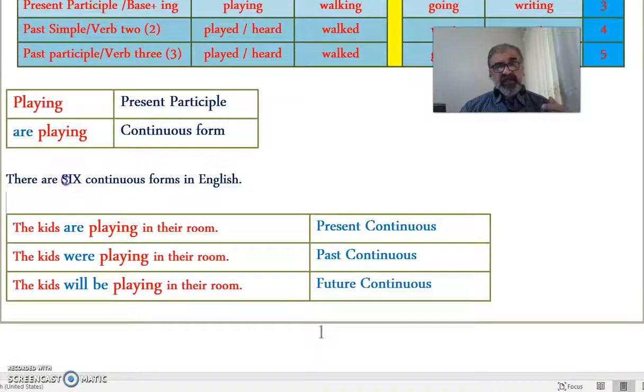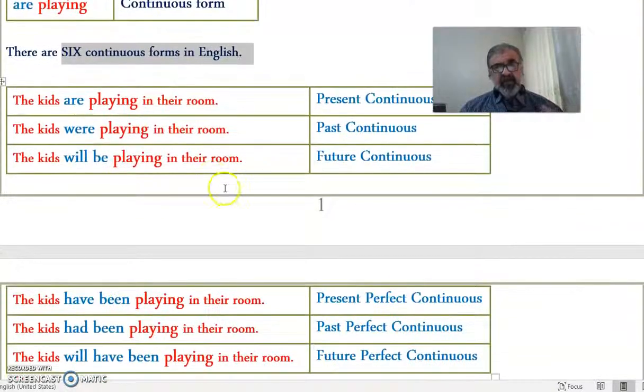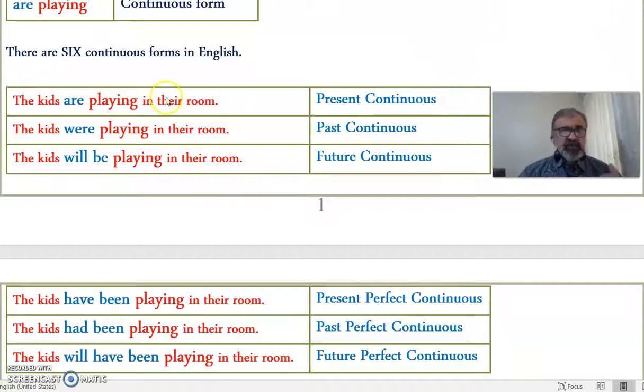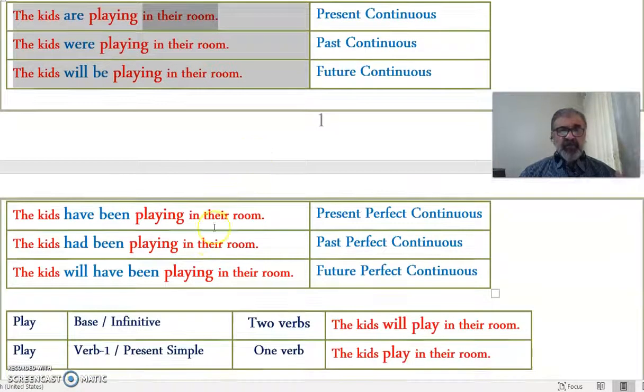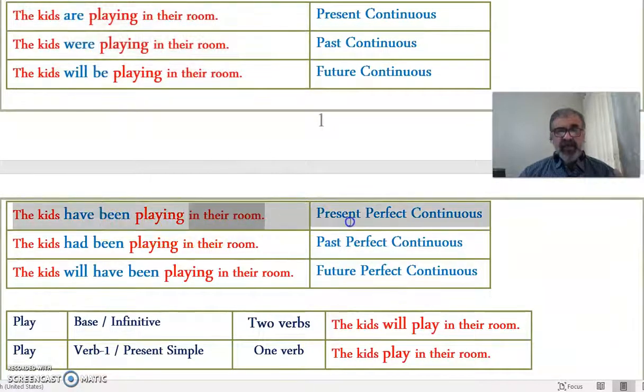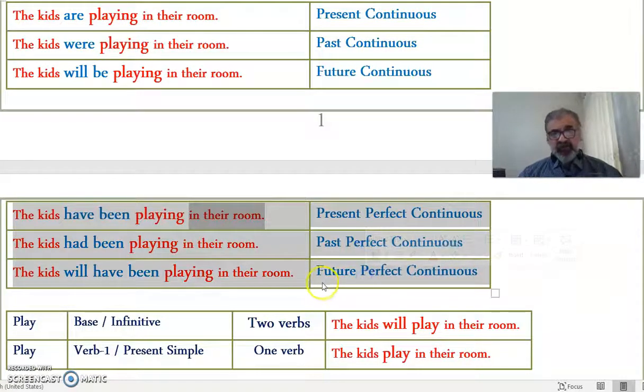So actually there are 6 continuous forms in English, and they all depend on using a verb to be. Like in this case, are playing, present continuous; were playing, past continuous; will be playing, future continuous; while have been playing, present perfect continuous; had been playing, past perfect continuous; and will have been playing, future perfect continuous.